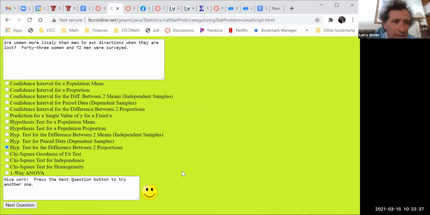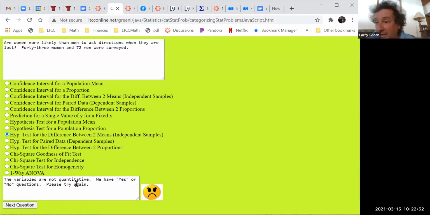If you get it wrong, let me show you what happens. Let's suppose you thought it was a hypothesis test for the difference between means, independent. It'll give you a sad face, and it says the variables are not quantitative. So it gives you a hint. It doesn't tell you what's right. It gives you a hint so you can try again. It guides you to what you've made a mistake on. We have a yes or no question. Please try again. And then hopefully you remember yes or no questions are about proportions, and that would guide you to proportions.